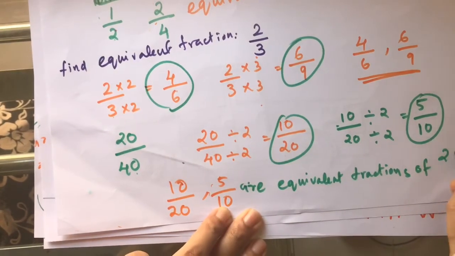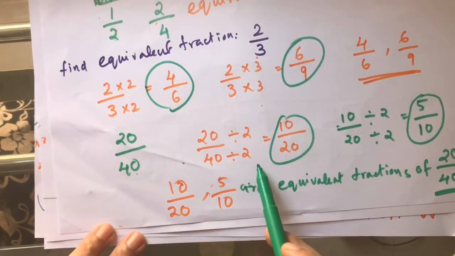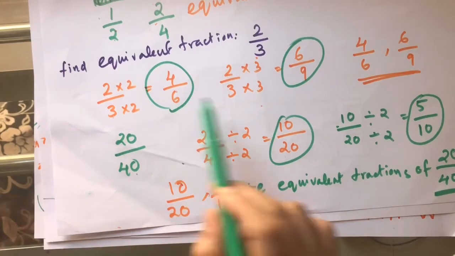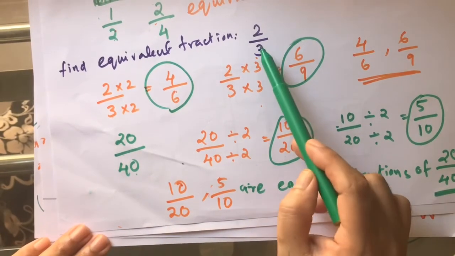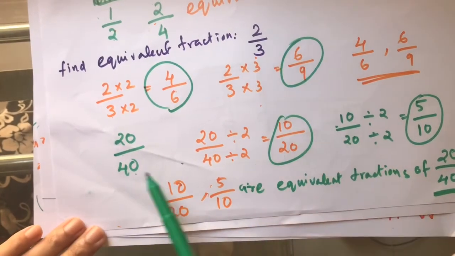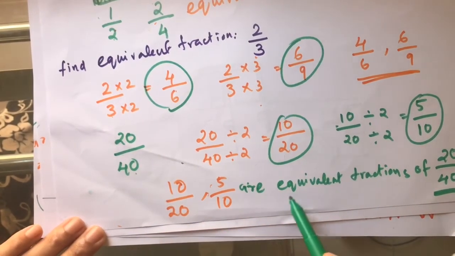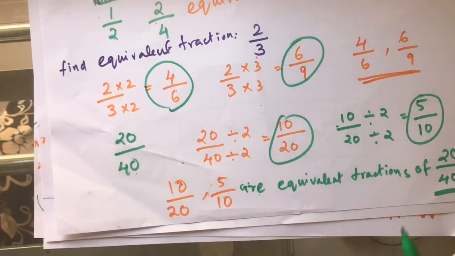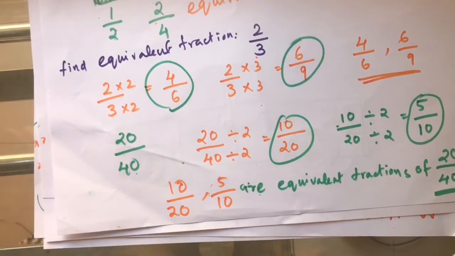Here I am finding the equivalent fractions by dividing. Here I found the equivalent fraction by multiplying. If the fraction has smaller numbers, we can find equivalents by multiplying. If the fraction has bigger numbers, we can find equivalents by dividing.